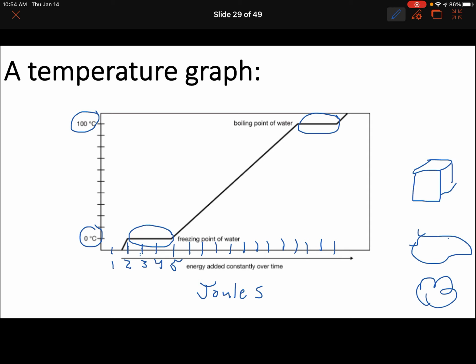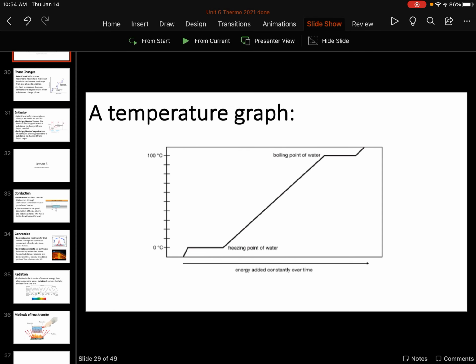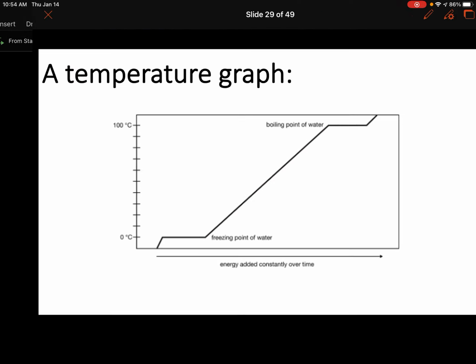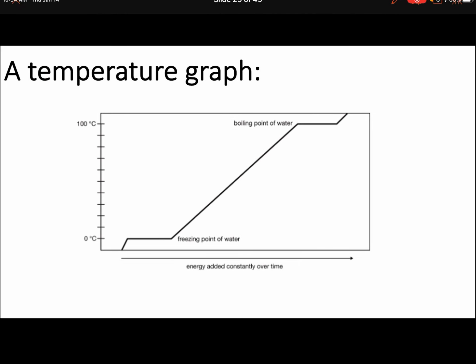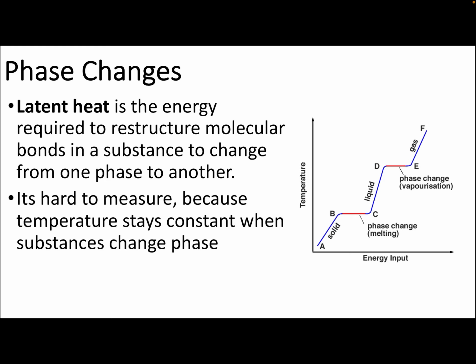So all substances, not just water, but everything kind of undergoes a similar graph. We'll have different slopes and different lengths of how long it's constant, but all things take some time to change. So latent heat is the term that we give the amount of heat it takes to restructure molecular bonds in a substance to change from one phase to another.